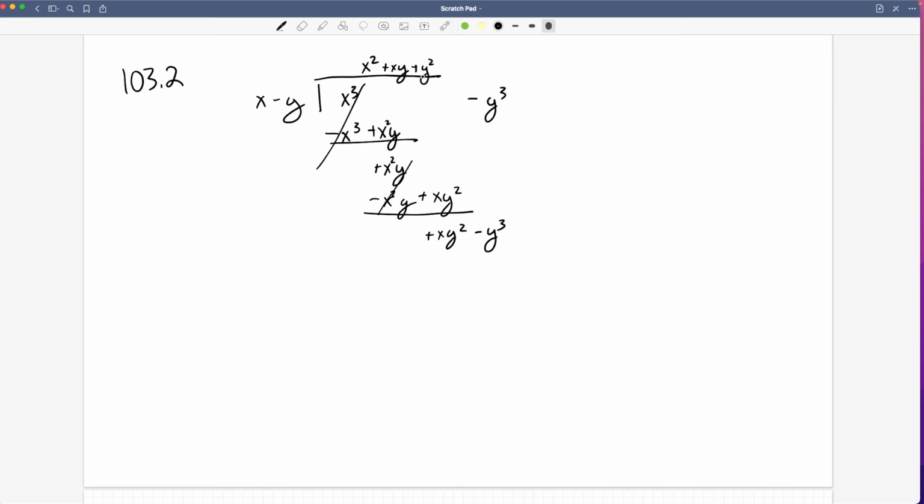X times y squared is xy squared. Y squared times negative y is going to be a negative y cubed. Change the signs. These cancel, these cancel. And then you have no remainder. And so this is the answer to x cubed minus y cubed divided by x minus y.